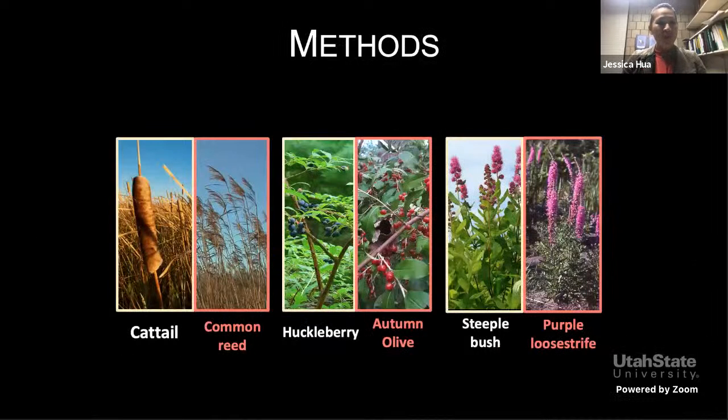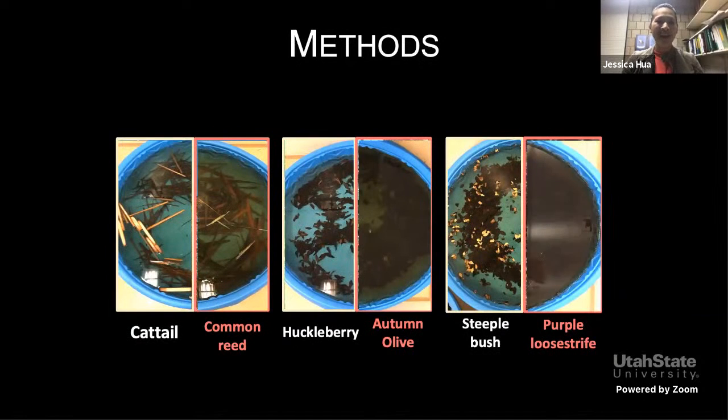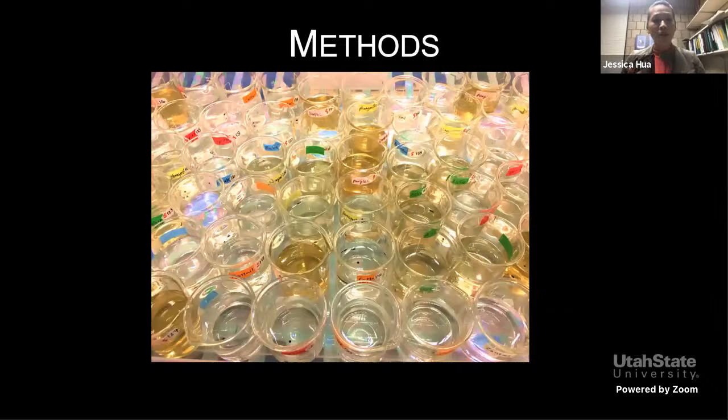So what we did was we went out to a wetland and collected leaf litter from 6 different species. In white outline, this is the native species. In red outline, these are the invasive species. We chose species pairs based off of where they were found in the wetland. We took the leaf litter and soaked them in water for 28 days. And from there, we filtered out the leaf litter and put the leachates into glass beakers.